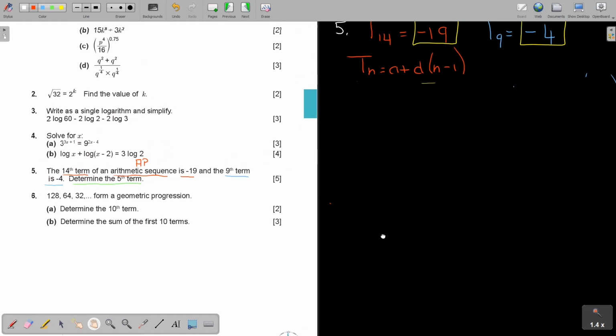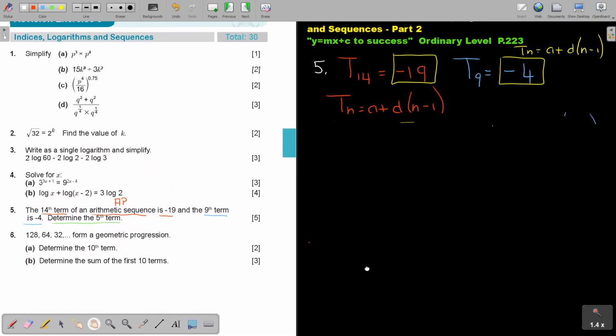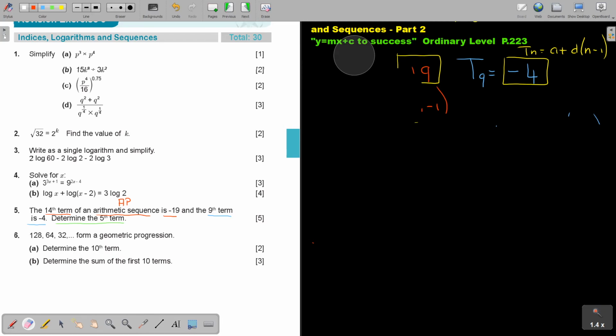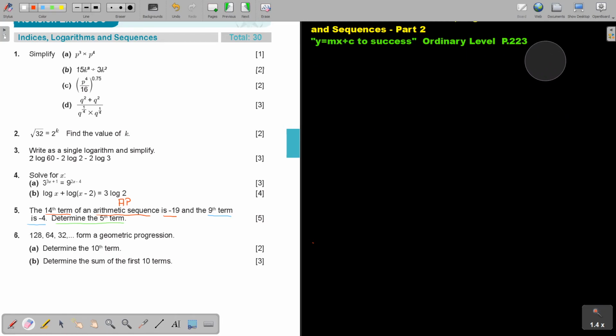Okay, number 6. I first want to get enough space and clean everything. And now I'm at number 6. Then I write the sequence, and it's 128, 64 and 32. Okay? And they tell you it's a GP.